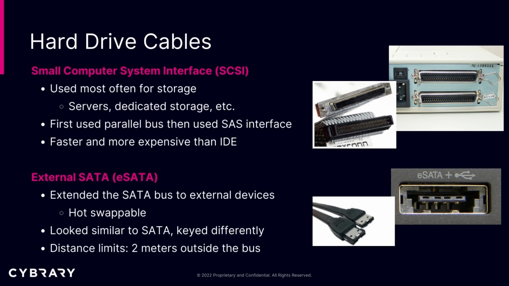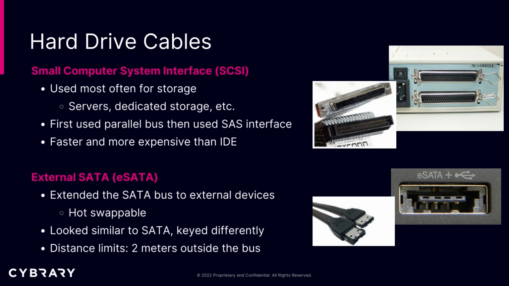SCSI and eSATA. Small Computer System Interface, or SCSI, was most often used for storage, servers, dedicated storage, etc. Now, it was first used as a parallel bus, then used as a SAS interface. It was faster but more expensive than the IDE at the time.